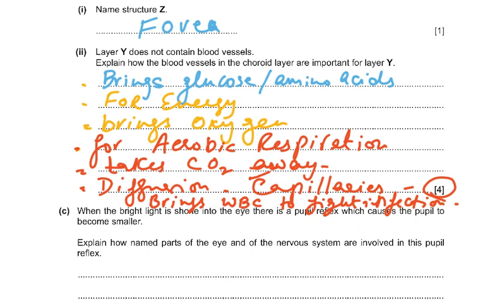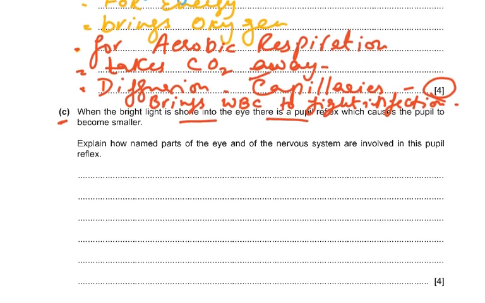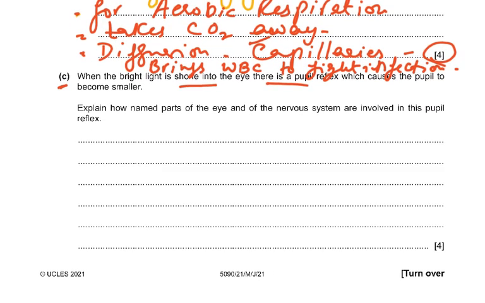Next we come on to part C of the question. When the bright light is shone into the eye, there is a pupil reflex which causes the pupil to become smaller. Well, that's again about something in the syllabus, the pupil reflex. You've got to know it. I talk a lot about it when I'm teaching it to you. So explain how named parts of the eye and of the nervous system are involved in this pupil reflex. And look at the marks, it's 4 marks. So please be careful in how you word your answer, and you must all get your 4 out of 4.